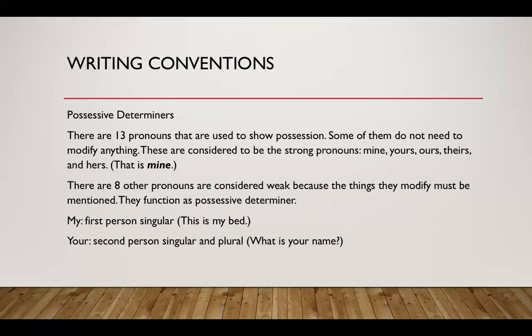That's mine. There are 8 other pronouns that are considered to be weak because the things they modify must be mentioned in order to determine the possessive determiner. So for example, my. In the first person, this is my bed. You can't just say this is my, or this is I bed. No, this is my bed.